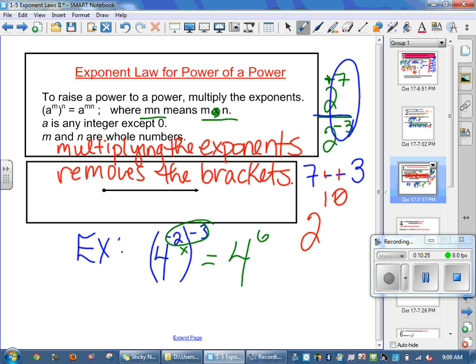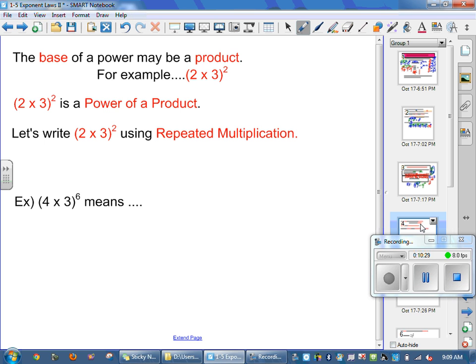Okay, let's take a look at the next part. The base of a power might be a product. Product meaning there's two different bases inside. Okay, if there's two different bases, I can't combine them because they have different exponents, if I'm using my exponent laws.